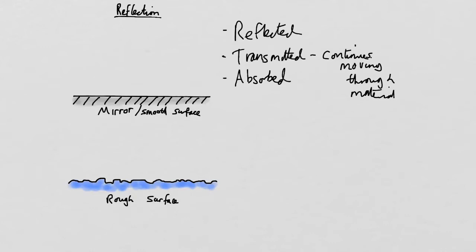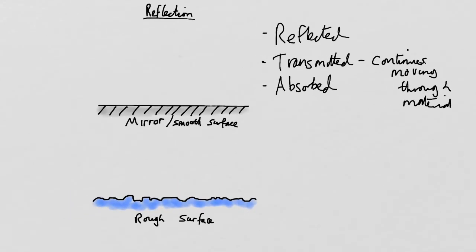If it's absorbed, then it's going to increase the energy stored in that material. For example, a black object absorbs light. If you put a black object out in the sunshine, it will get very warm compared to a white object, because it's absorbing all of the light that hits it, which is going to increase its thermal energy stores. So let's have a look at two types of reflection.